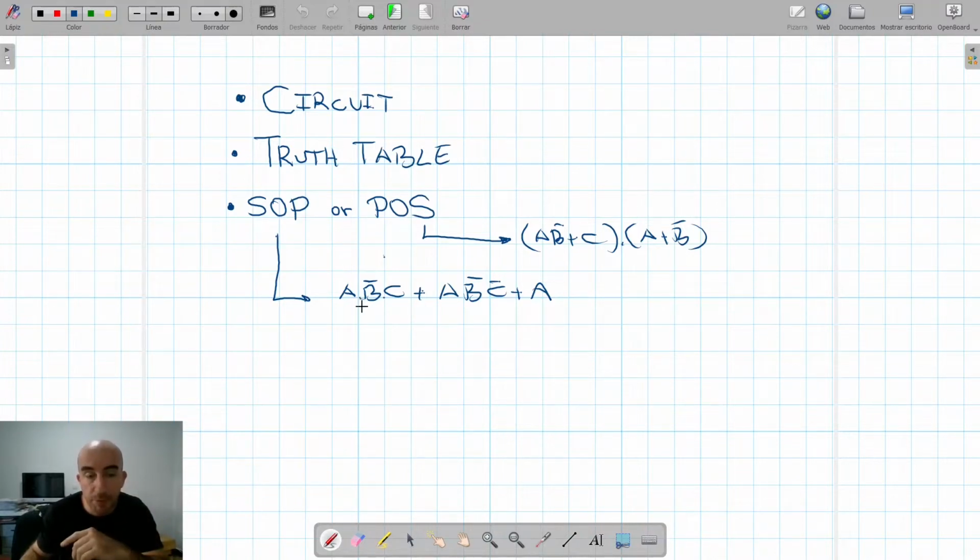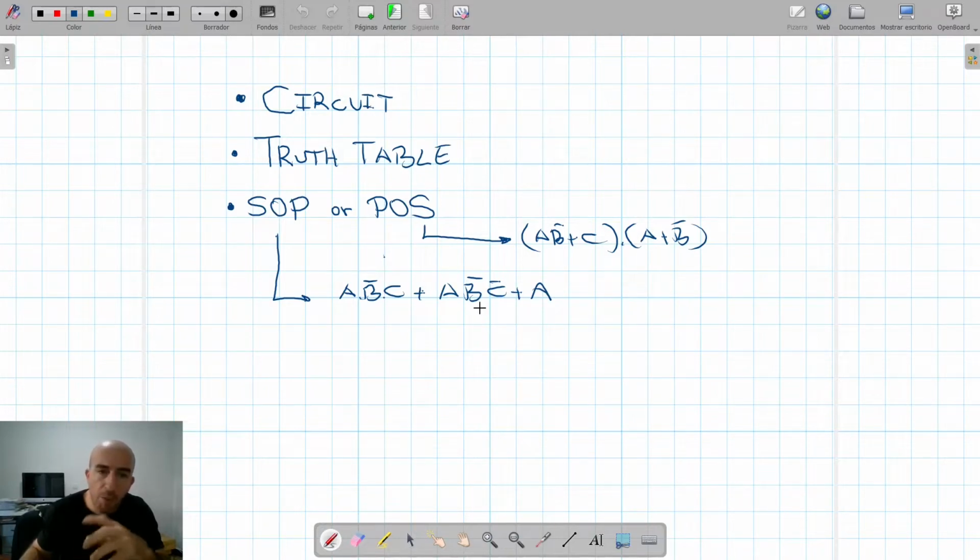Remember that a sum of products would be the inputs multiplied and added up, so it's a sum of all the inputs multiplied, so a sum of products. And the product of sums is the same, but the inputs are added and then you have them multiplied.